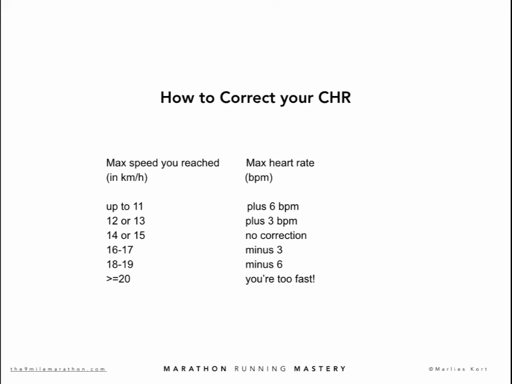Max speed 14 or 15 kilometers per hour: final heart rate reading, no correction. Max speed 16 to 17 kilometers per hour: final heart rate reading, minus 3. Max speed 18 or 19 kilometers per hour: final heart rate reading, minus 6. Max speed 20 and more, then you're probably too fast for the 9-mile marathon training system.